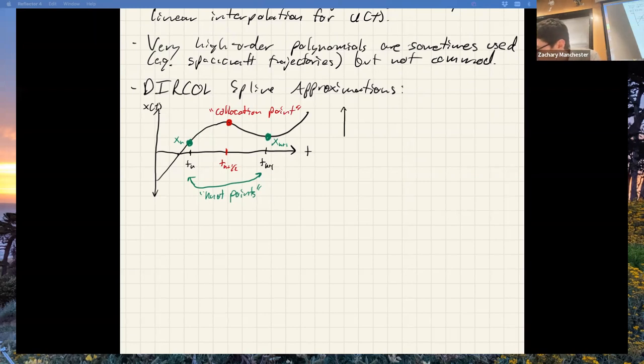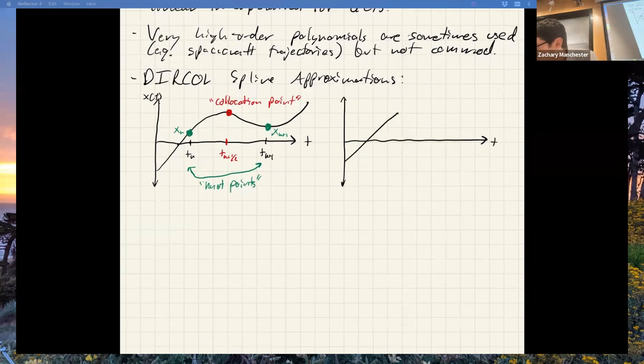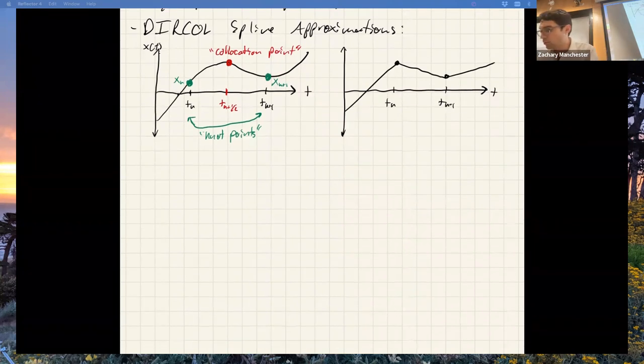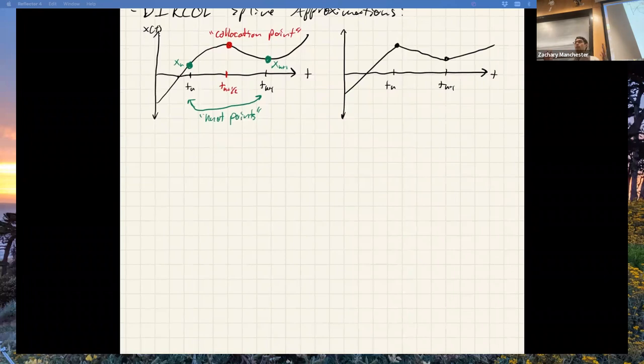And then on the controls, we're just going to use linear interpolation. This is super simple and stuff we've already seen before. This is the first order hold thing that we talked about before. So it might look something like this, between t_k and t_{k+1}. Cool.